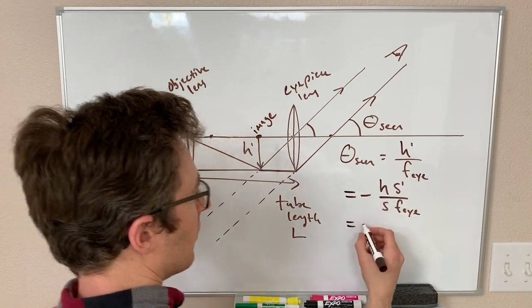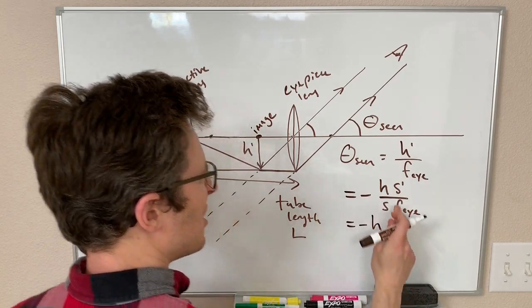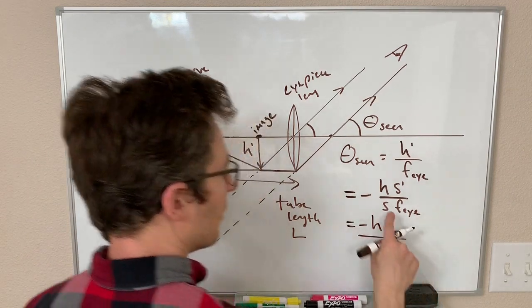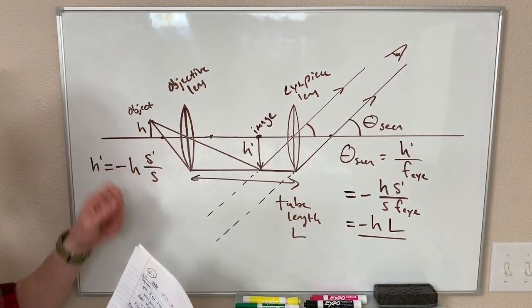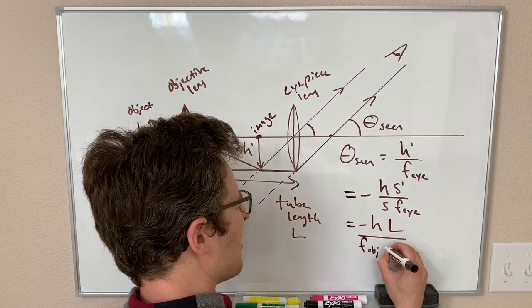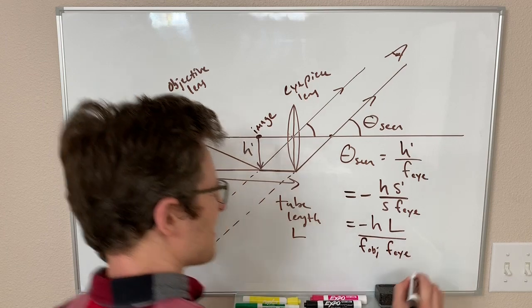So this is going to be equal to minus h times s prime, which again we're calling L, over s, which we're saying is approximately equal to f objective, times f eyepiece.